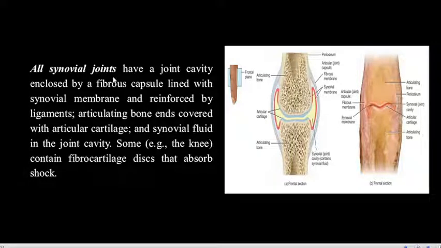All synovial joints have a joint cavity. Itong pangatlo is what you call synovial joint. Kapag may nakita kang synovial sa name ng joint, meaning meron siyang hollow cavity inside that is filled with fluid. Okay? So, for example, yung joint sa knee, no? Okay, it is filled with synovial cavity. And ayan, it contains fibrocartilage disc that absorb shock. Main function ng synovial joints class is to absorb shock, no? Can withstand pressure from the gravity.